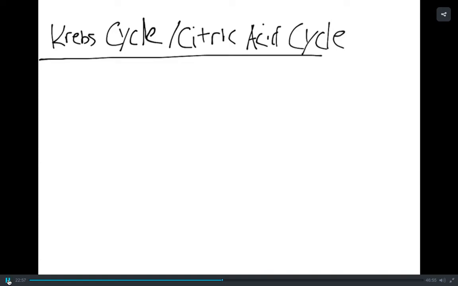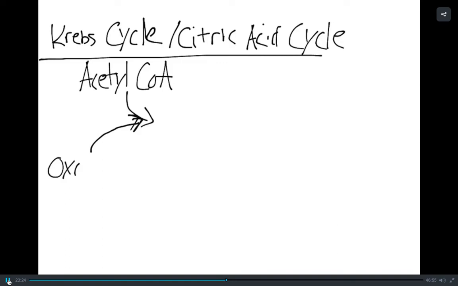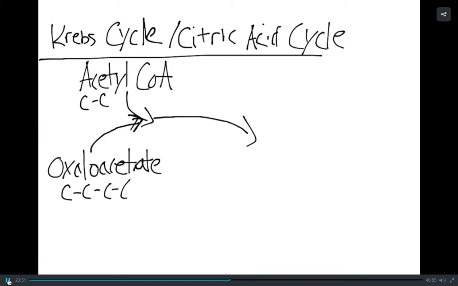So I'm going to, let's see, what's the best way to do this? We're just going to go into the cycle. So, like I said, we have acetyl coenzyme A, and this is going to enter this cycle. And the first step is that this acetyl coenzyme A gets combined with another compound called oxaloacetate, or oxaloacetic acid. Right, so this is the first step. This is a 4-carbon compound, and we already know our acetyl-CoA is 2 carbons.